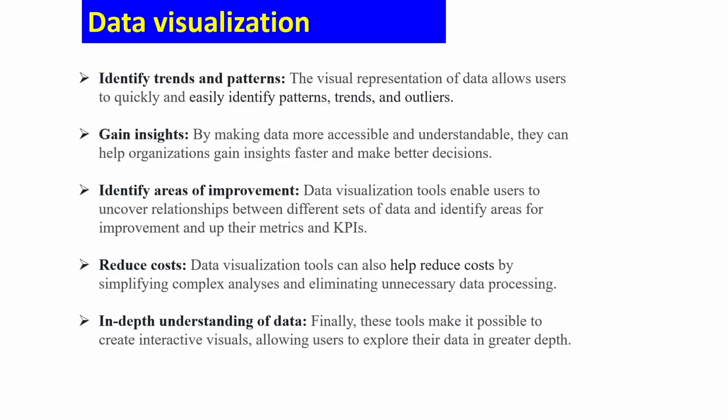Data visualization has 5 different aspects. You can identify the trends and patterns, which is the primary goal. It quickly allows you to identify the patterns, trends, and understand if there are any outliers or not. It can also give you insights. By making data more accessible and understandable, it can help organizations understand how decisions can be made. This organization of data is very critical when you are trying to develop a model. Third is the identification of the areas of improvement.